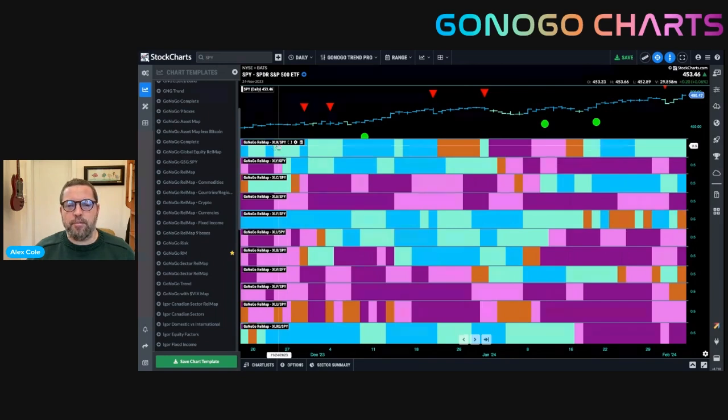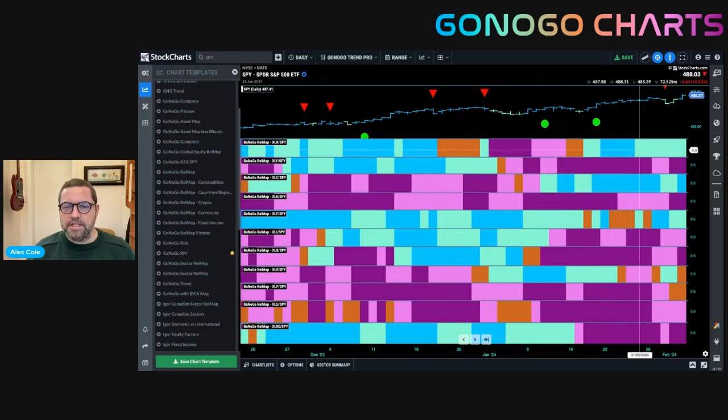So you can see in the top panel, we have the technology sector relative to the S&P, and then the GoNoGo trend indicator applied to that and visualized as a panel. So you can see the rotation between sectors as we move through time on the x-axis.